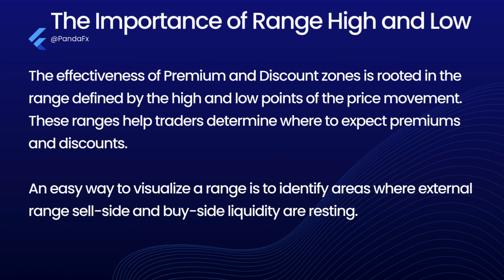So this range helps traders determine where to expect premium and discount. An easy way to visualize a range is to identify areas where external range, sell side and buy side liquidity are resting. If you go back to our liquidity lectures, you're going to see how we define external range, sell side and buy side liquidity. So with this, you can look for a particular point, define your range there, and then work on that. When you define your range with this, then you always get the equilibrium point, and then the premium and discount zones will definitely come out.